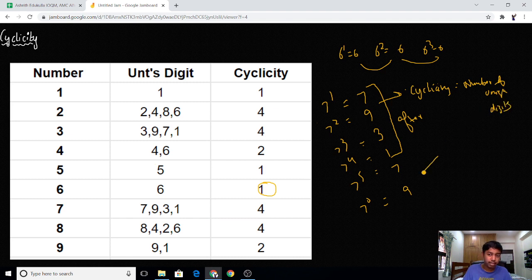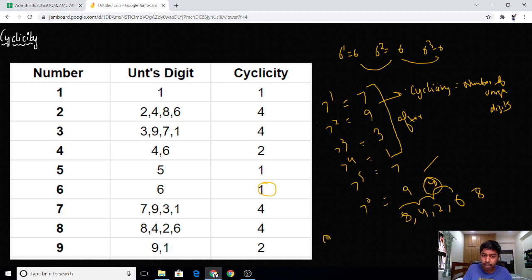And then for 8 also, 8 is nothing but 2 cube. So we'll have 8, then 64, then 512, then 512 times 8 ends in 6. So we get 8, 4, 2, 6. And again after 6, 6 into 8 equals 48. So we're going to get it repeated after 4 numbers again, which is cyclicity 4.